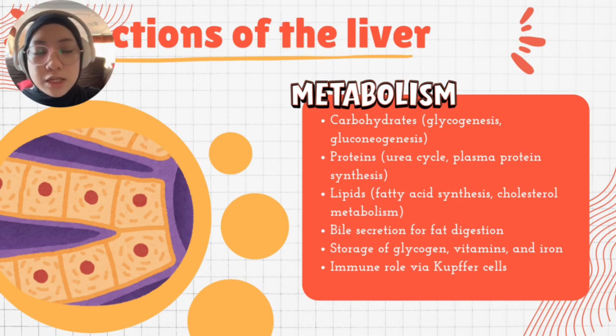It also metabolizes protein by converting toxic ammonia into urea and synthesizes important plasma proteins such as albumin and other clotting factors. Additionally, the liver stores glycogen, iron, and fat-soluble vitamins such as vitamin A and D. Immune function is also carried out by Kupffer cells, which remove bacteria and toxins from portal blood, and also protect the body from infection.